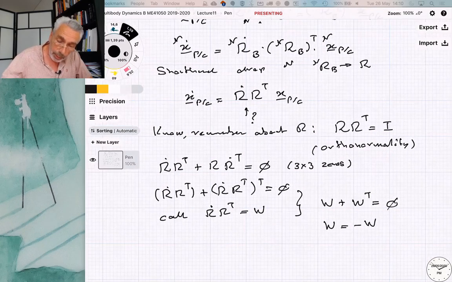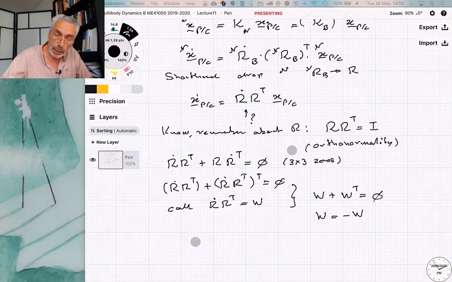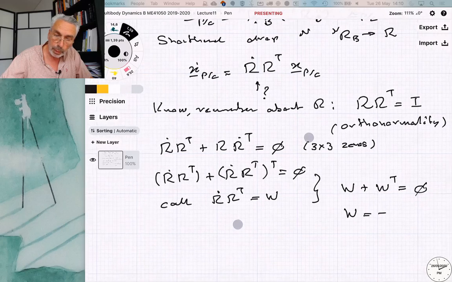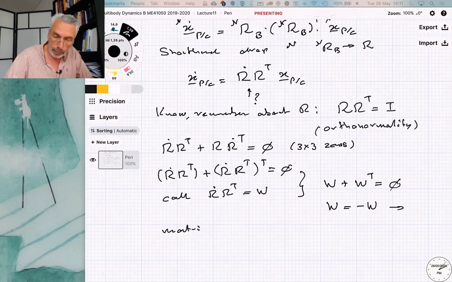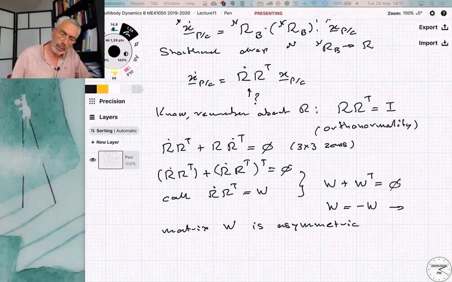And for a matrix, it means that it is antisymmetric, yeah? Minus W transpose. And that means for the matrix, W is antisymmetric. That's with double m, I guess. Antisymmetric. Okay, so W is antisymmetric.